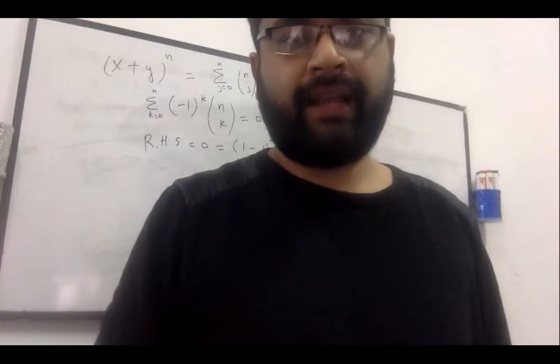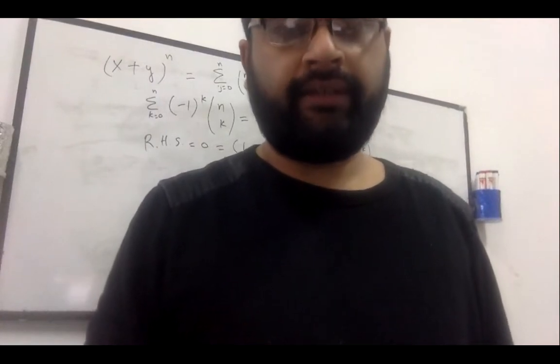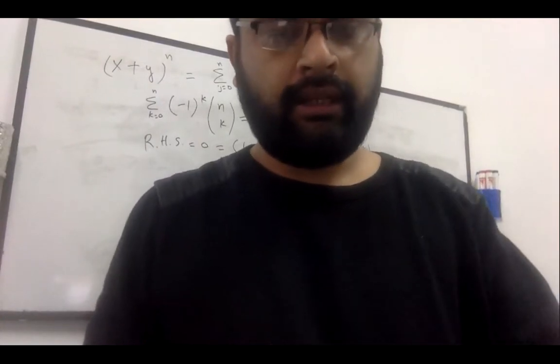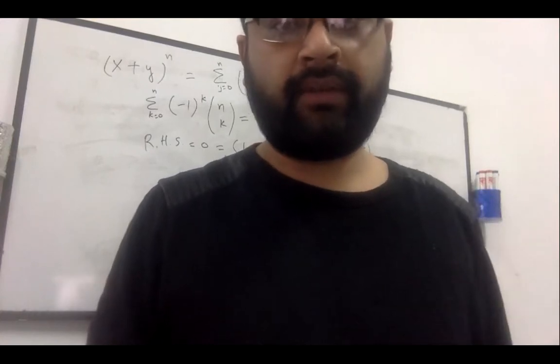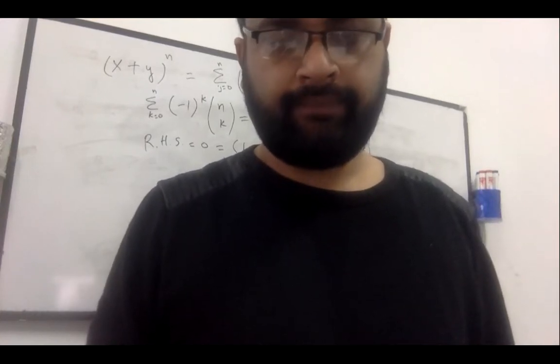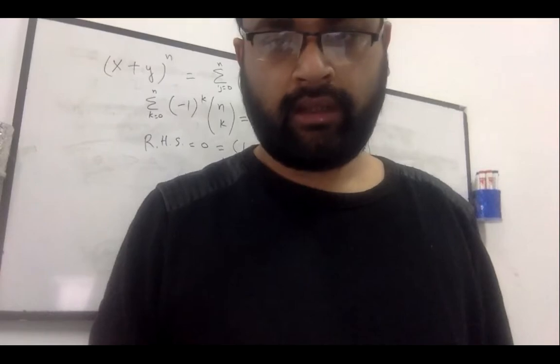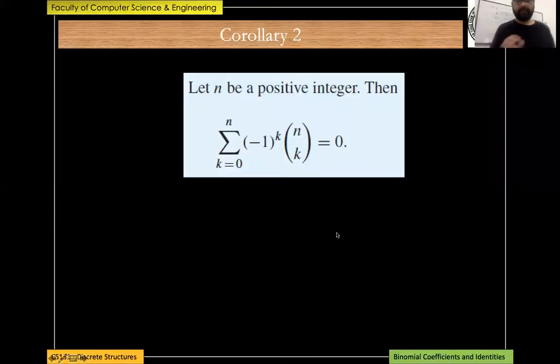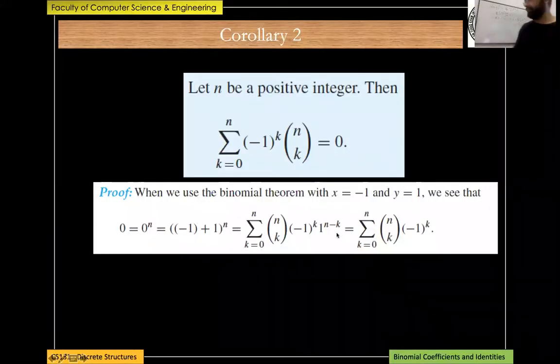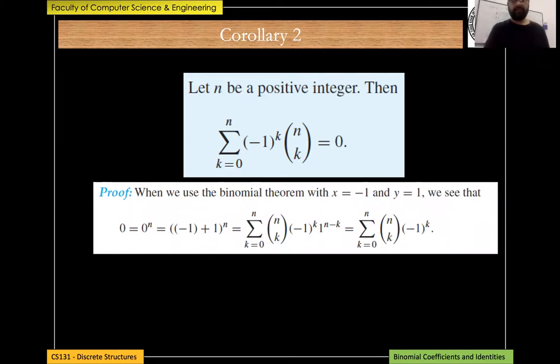Okay, so let's go back and see how we did it in the lecture. You notice the same thing: 0 written as 0 to the power n, and then 0 to the power n being (1 minus 1) to the power n, and so on. And that's how it proves it again.